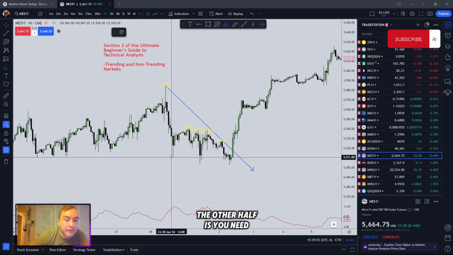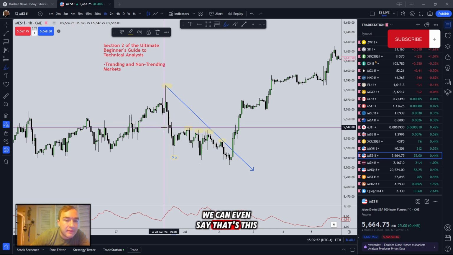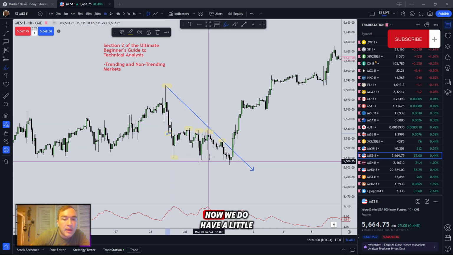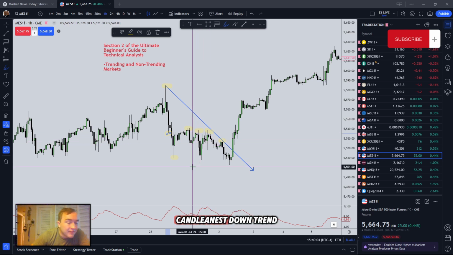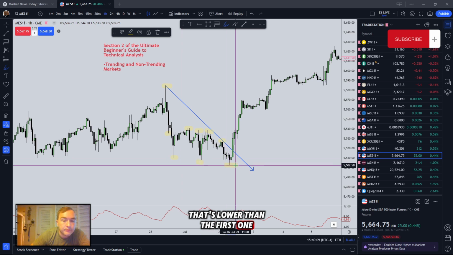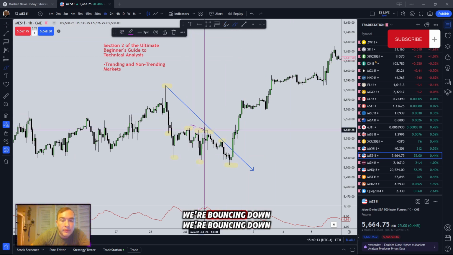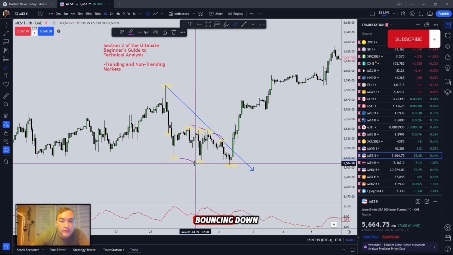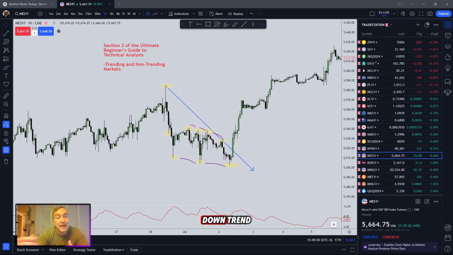The other half is you need lower lows. So I'm going to highlight my first low here, or we can even say this is our first low. Now, we do have a little bit of a higher low here, and this is not the world's cleanest downtrend, but nevertheless, notice we have a second low that's lower than the first one. So we're bouncing down, bouncing down, bouncing down. That is how you identify a downtrend. A downtrend is lower highs over time and lower lows over time.